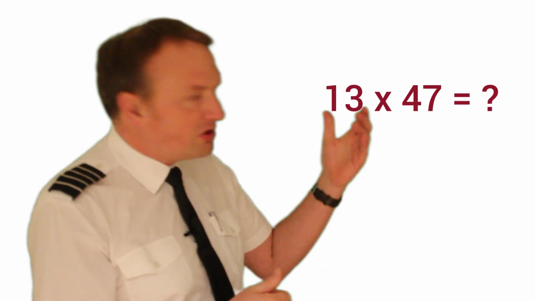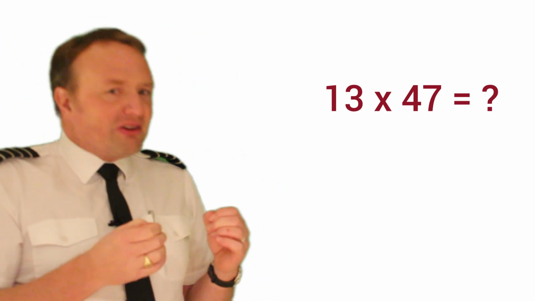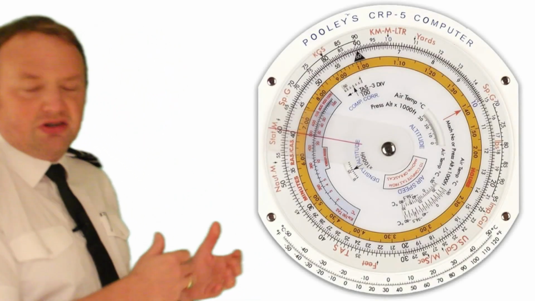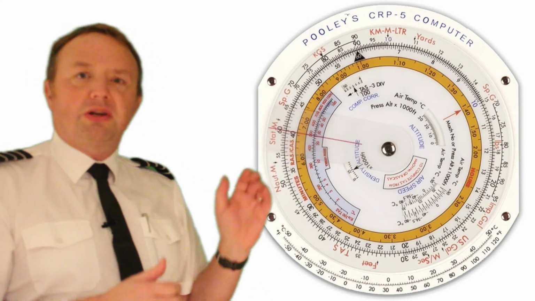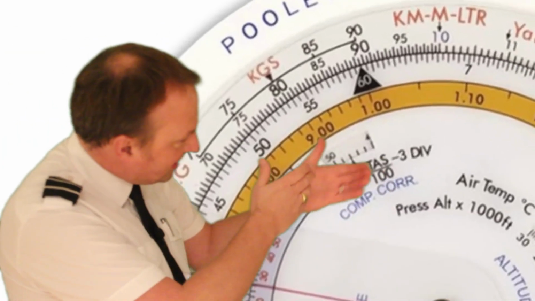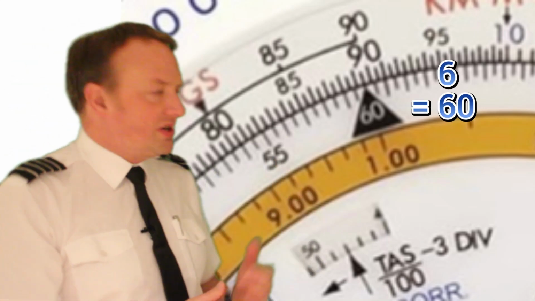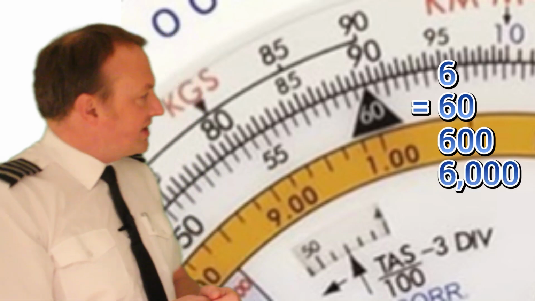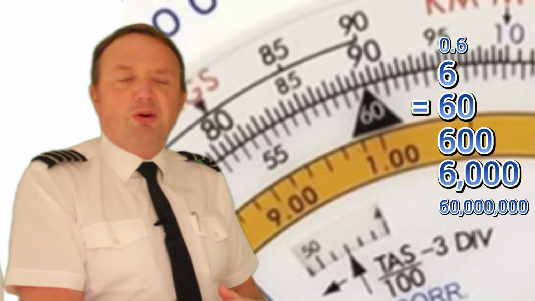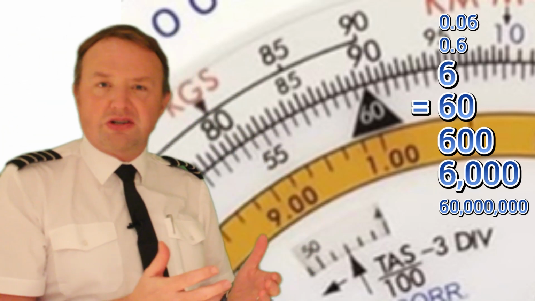What if the numbers get a bit more complex? What if we're looking at, say, 13 times 47? Well, what we're going to have to do is a little bit of mental approximation. And that's to do with the limitation of the CRP5's computer side. The numbers only go up so far. What we have to understand is that in the case of, for example, the number 60, as it is displayed here, that can represent 60, but it can also represent 6, or 600, or 6,000, or 60 million, or 0.6, or 0.06. It all depends on the order of magnitude that we're searching for.